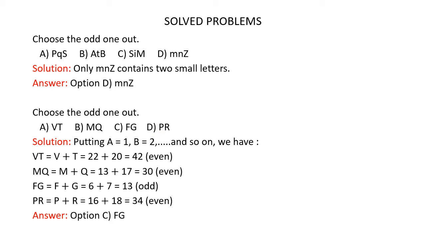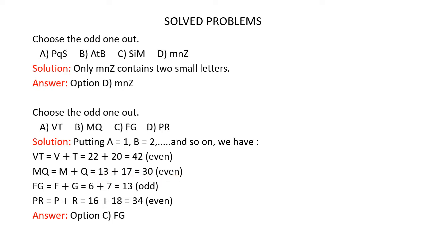When you look at these four groups of letters, you'll see that in option A, VT, the position value of V is 22 and position value of T is 20, and 22 plus 20 is 42, and 42 is an even number. In option B, MQ, the position value of M is 13 and position value of Q is 17. So 13 plus 17 is 30 and 30 is an even number.